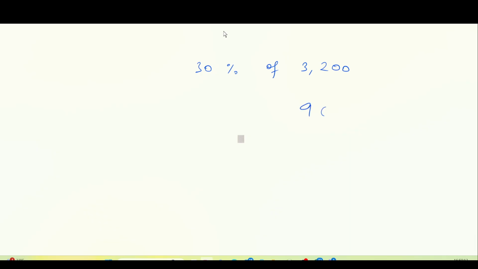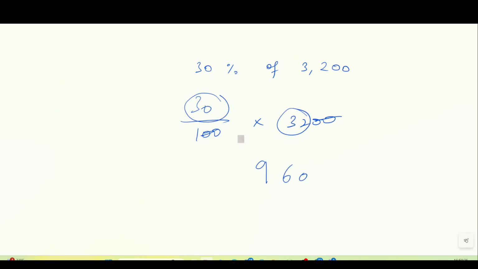Very good. The answer is 960. Absolutely correct. Because 30 over 100, times 3200, you can cancel these two zeros with this, and 32 times 30 is 960. That's good. Okay. So we covered some of the important topics, and long division, and now I can talk about multiplication and division.